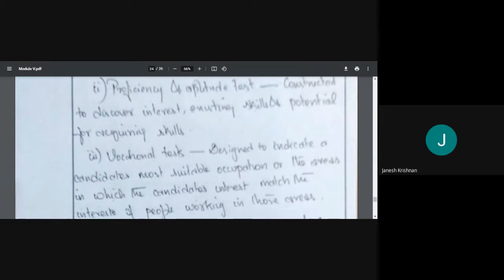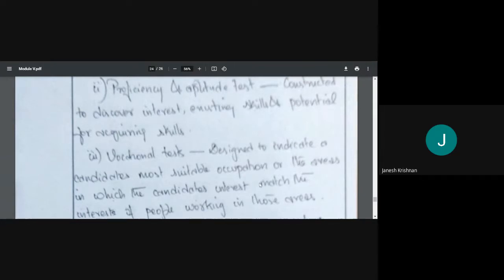So the intelligence test basically measures your mental capacity: the speed of thought, and how good you are at seeing relationships. We have all taken part in this kind of test, on Facebook, Insta, or even in WhatsApp messages. The proficiency and aptitude test measures your interest. Where does your interest lie? What is your skill level? And how good are you at acquiring new skills?